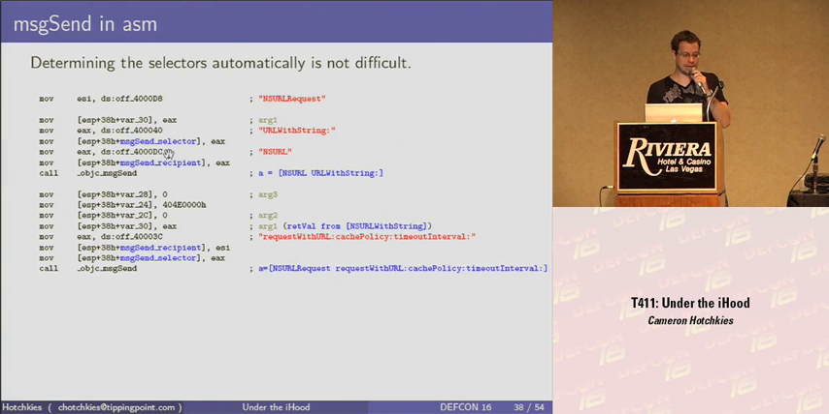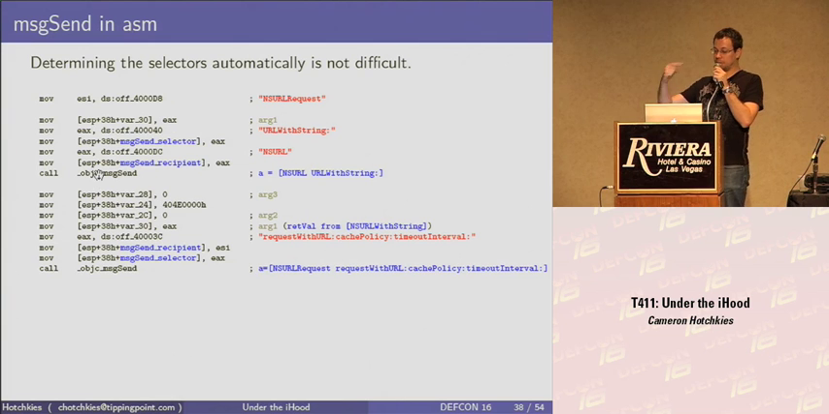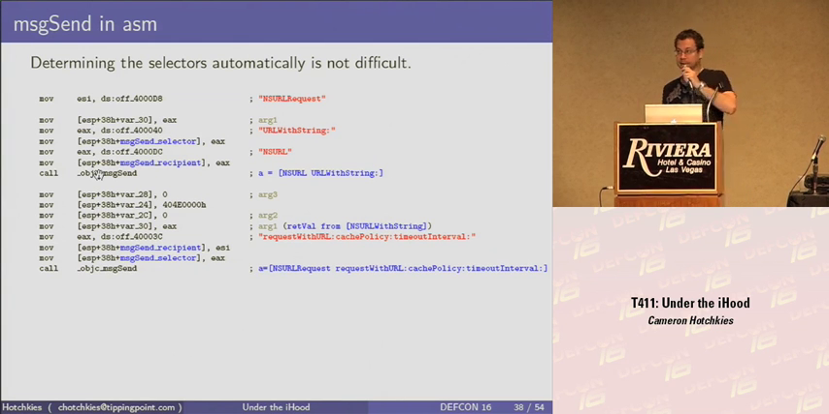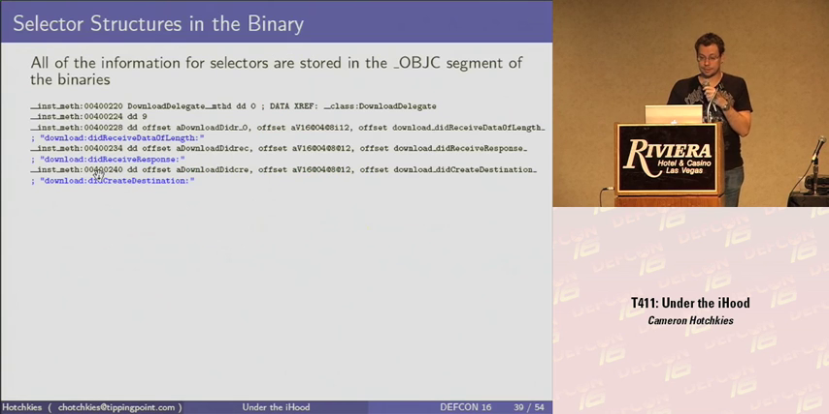I usually rename these just so it's easier for me, but the message send calls just come one right after another. So you can imagine that if you're trying to trace this through, it's kind of a pain because there's no way to double click. You have to go through and figure out where the URL with string function actually is. Luckily you can do that.